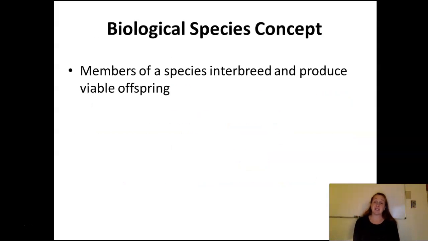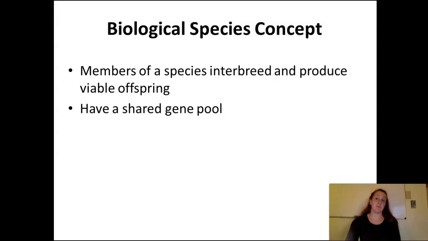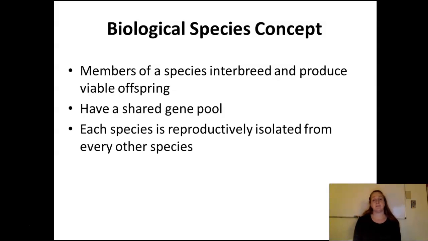So we need to revisit the concept of biological species. Remember that when we're talking about biological species, we have members of a species interbreeding and producing viable offspring. By viable offspring, we mean that first of all, they survive. And not only do they survive, but they can produce offspring of their own. When we're talking about species, we're talking about individuals together that have a shared gene pool, all of those shared genes. Each species is reproductively isolated from every other species.